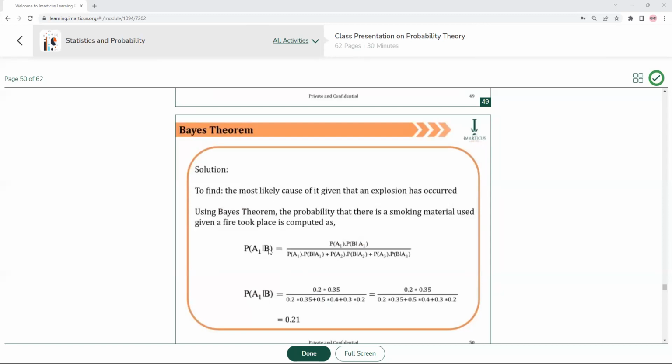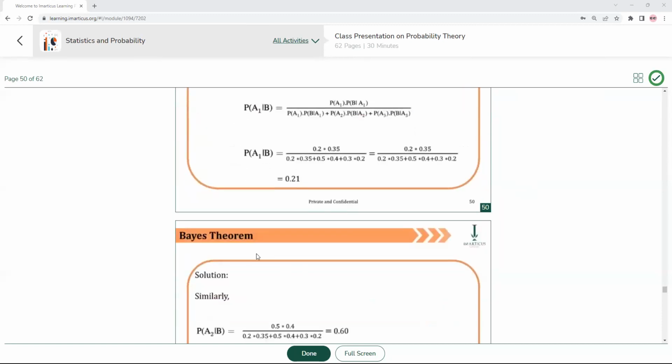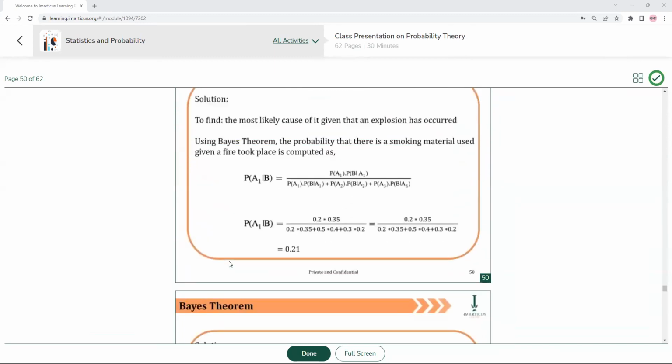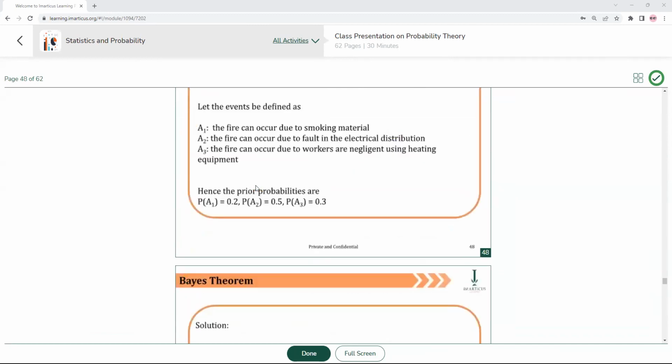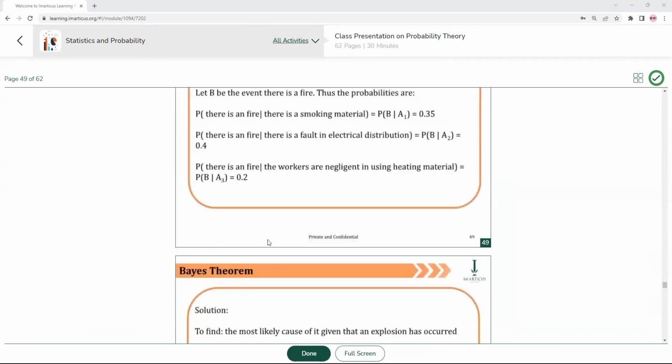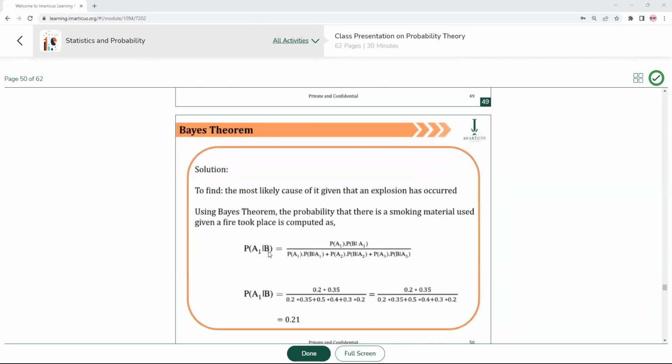So first we'll say that the fire has occurred. What is the probability that it occurred due to A1? Then similarly with A2 and A3. The A1 given B क्या है? Fire has already occurred. What is the chance that it occurred due to, पहला point क्या था आपका? Smoking material. So A1 given B is equal to B given A1 into A1 divided by the total probability, सबका sum. That gives me a value of 0.21.